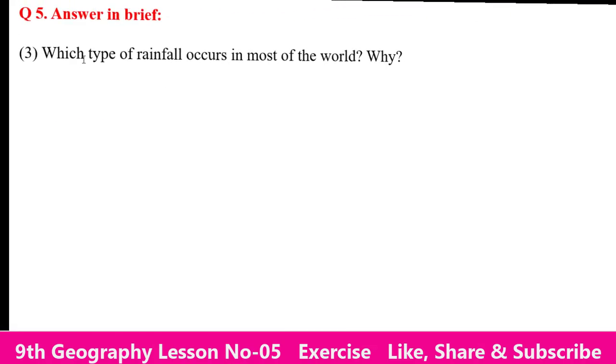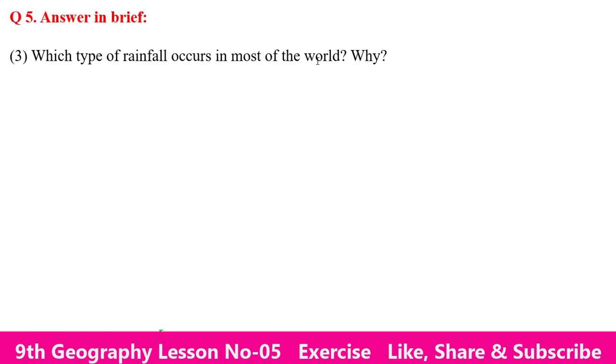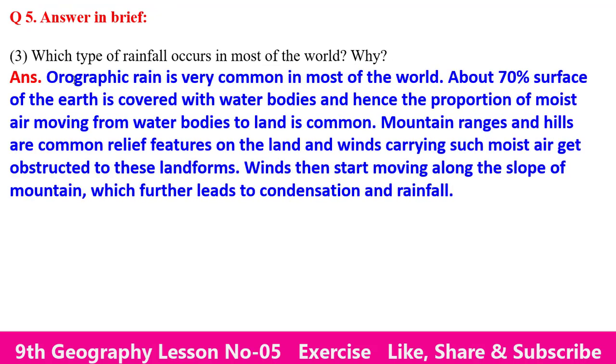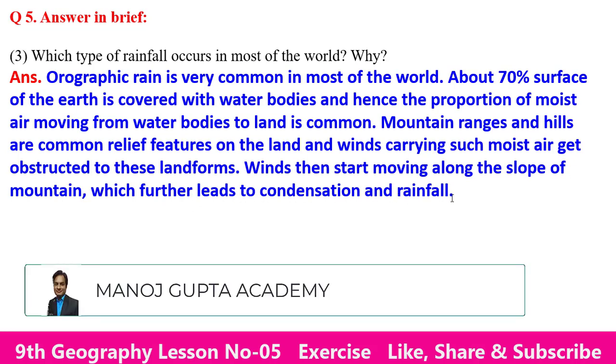Now next. Third, which type of rainfall occurs in most of the world? Why? The answer is orographic rain is very common in most of the world. About 70% of the surface of the Earth is covered with water bodies, and hence moist air moving from water bodies to land is common. Mountain ranges and hills are common relief features on the land, and winds carrying such moist air get obstructed by these landforms. Winds then start moving along the slope of the mountain, which further leads to condensation and rainfall.